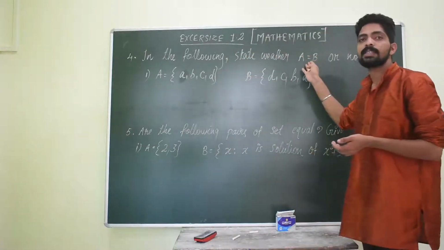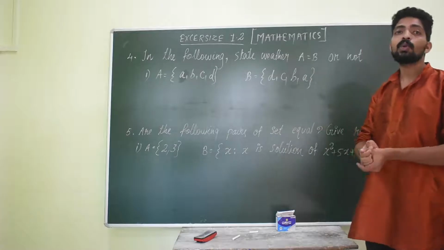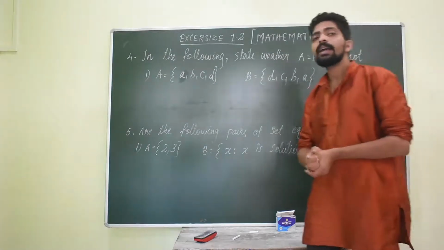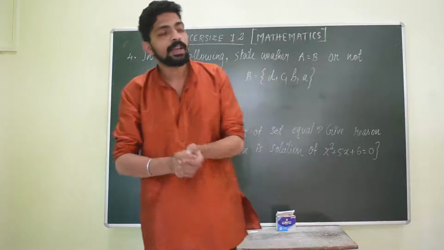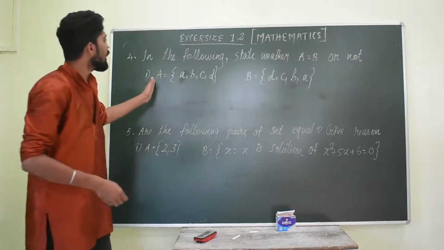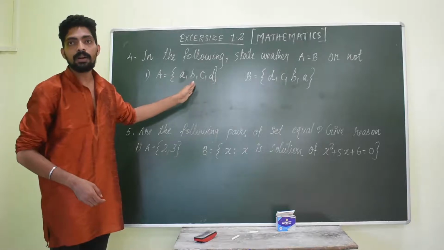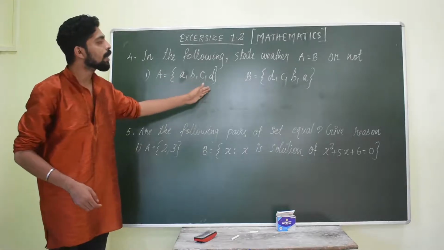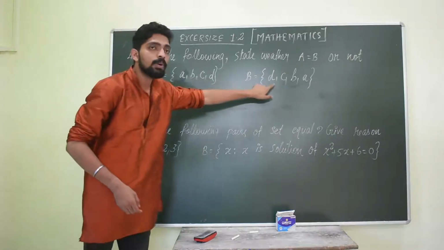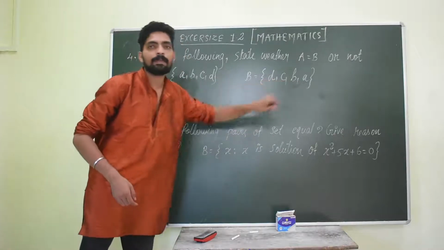It means equal sets; we want to find the equal sets from here. Take the first one, you can check it here. The elements are already given. Set A is equal to A, B, C, D. Set B is equal to D, C, B, A, right?